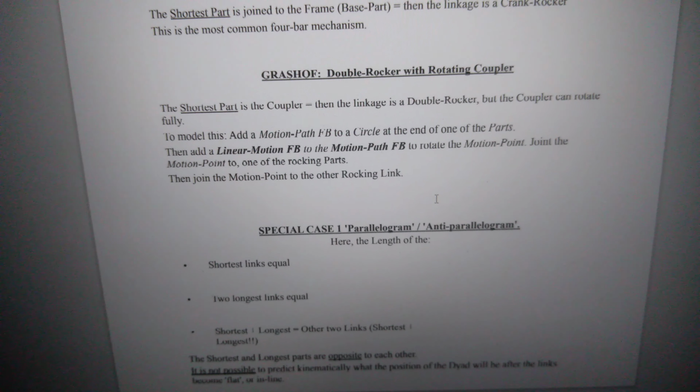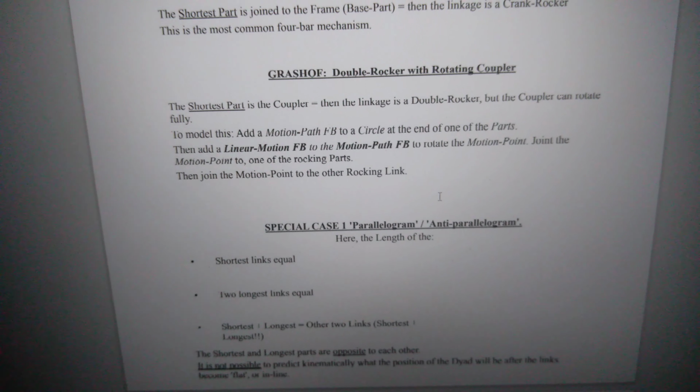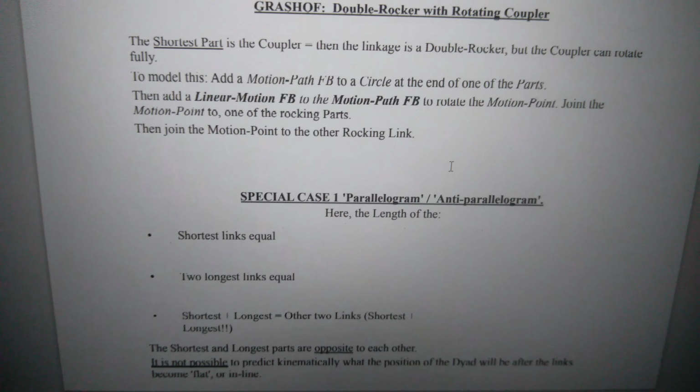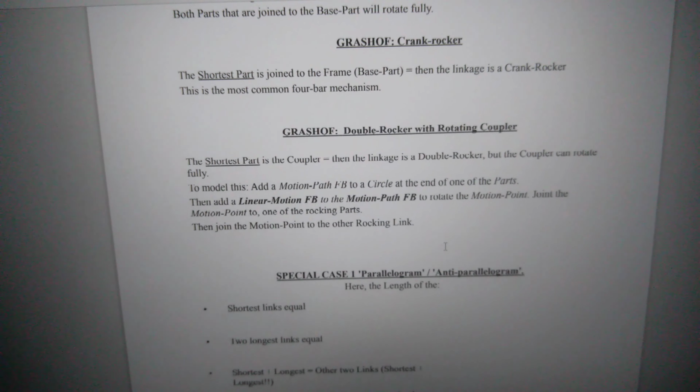And the third one is the double rocker with rotating coupler. In this, the shortest part is the coupler. If this condition is satisfied, and the shortest part is the coupler, then the linkage is a double rocker, sir.